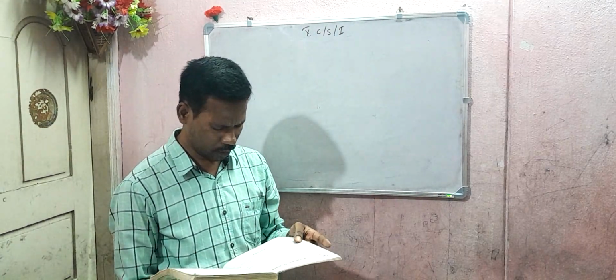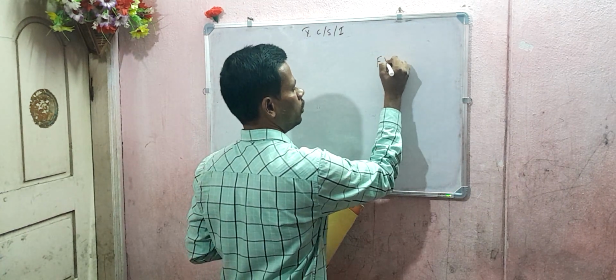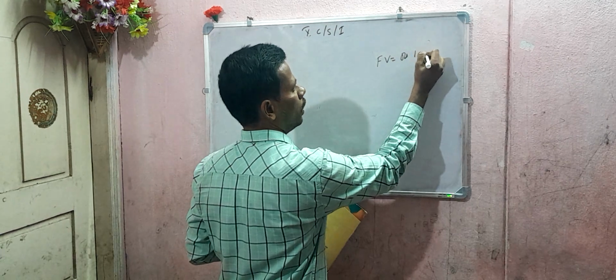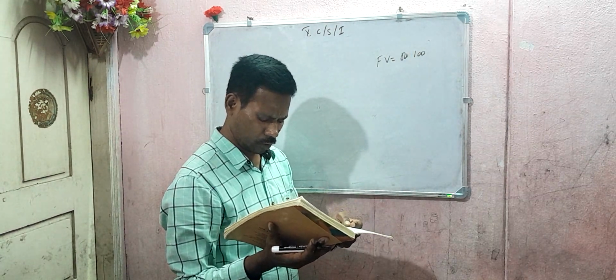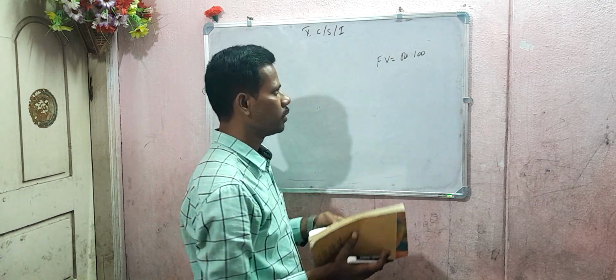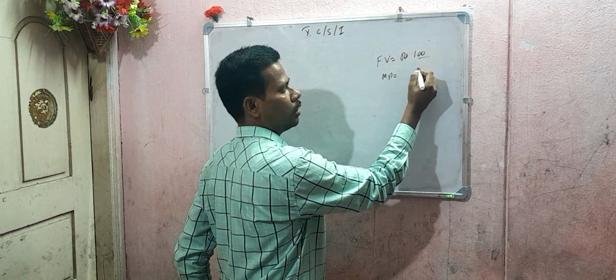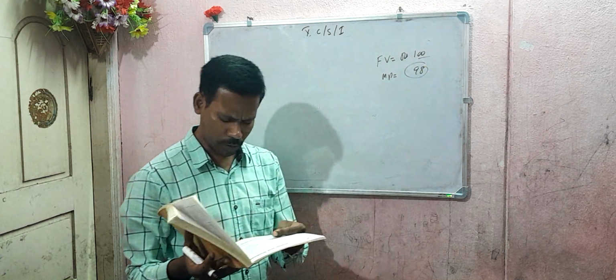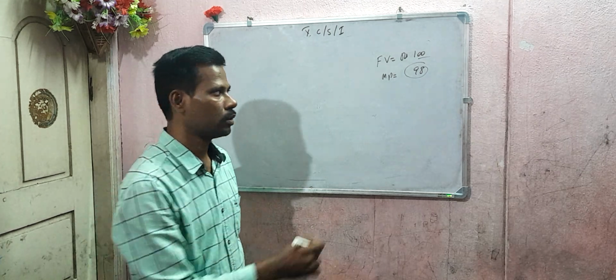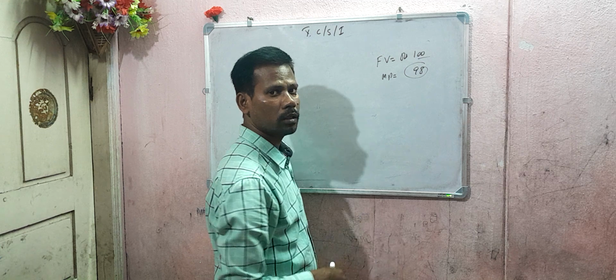First write down the values. Face value is rupees 100, shares quoted at rupees 98. Quoted means here the market price is 98. How much money would be realized by selling 96 shares? He is asking, if you sell 96 shares, what will be the value?